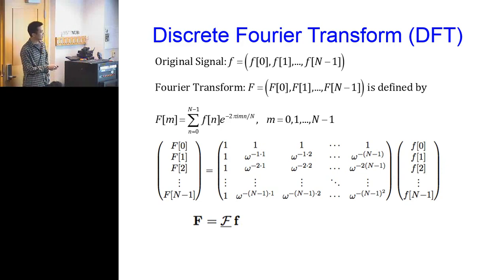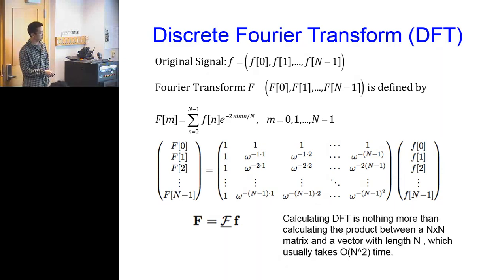If you count how many computations you need to calculate this capital F, you will need about n squared computations, because you have to multiply these terms and sum them up, then do it again for each entry. So it will usually take n squared time in general, if the matrix is an arbitrary matrix. However, because this is a Fourier transform, this matrix is very special.